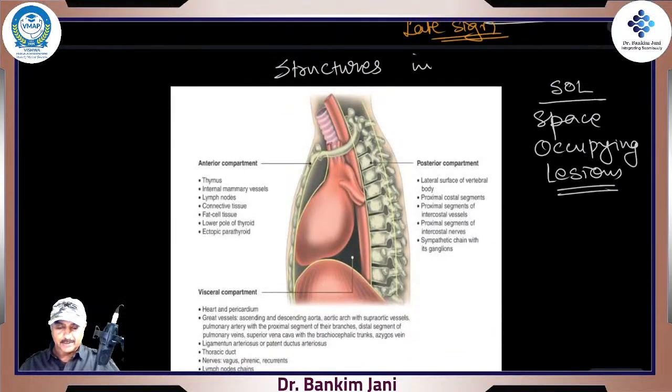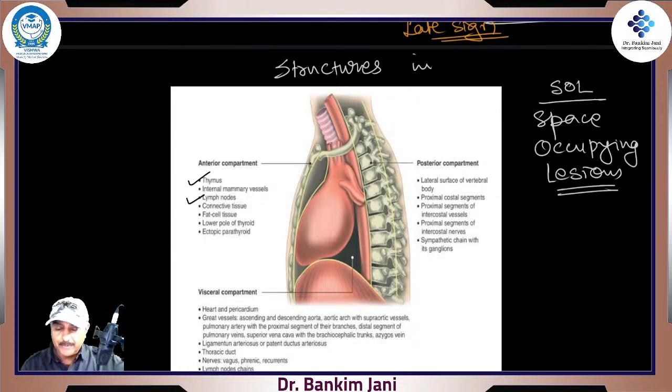So these are the structures. First, let's see the structures present in the anterior compartment. One, the thymus. Then internal mammary vessels, that's fine. Lymph nodes. I'm not talking about all the structures, but today we'll emphasize the commonest things which we see and how we can really diagnose them.